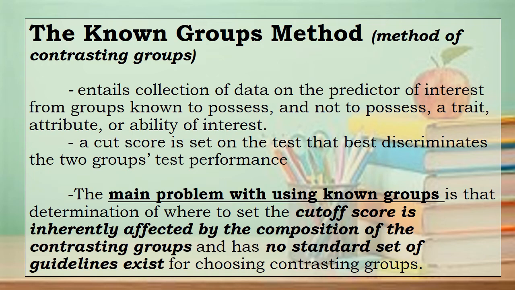So the next method is the known groups method, also known as the method of contrasting groups. It entails collection of data on the predictor of interest from groups known to possess and not to possess a trait, attribute, or ability of interest. A cut score is set on the test that best discriminates the two groups' test performance. But the main problem with using known groups is that the determination of where to set the cutoff score is inherently affected by the composition of the contrasting groups, and no standard set of guidelines exists for choosing contrasting groups.